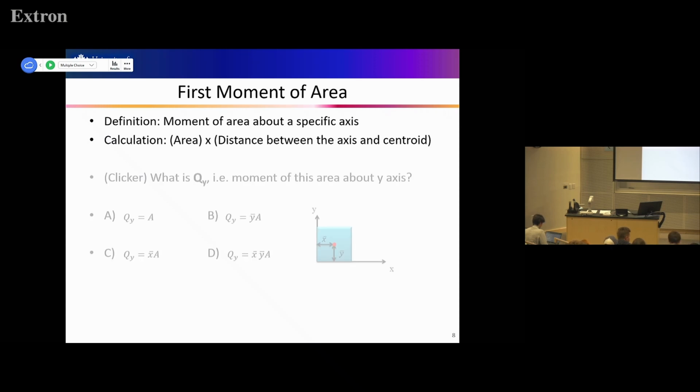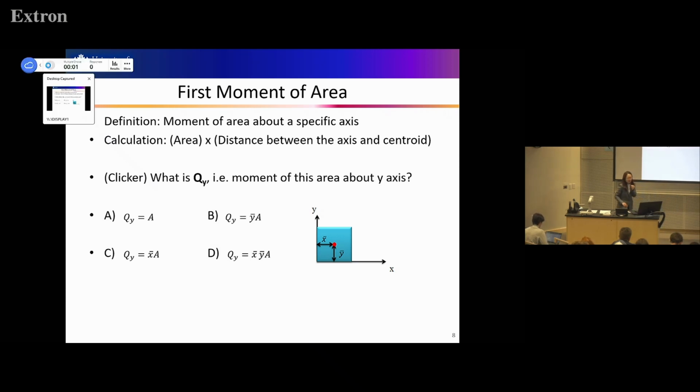So I'll show you this example. There is a square, looks like a square, right? And we just learned the definition of the first moment of area. What is the first moment of area about the y-axis? So there are 4 choices, and choose one based on the tip and the definition here. Is it A, or y bar times A, or x bar times A, or x bar times y bar times A? Discuss with your peers and then decide.